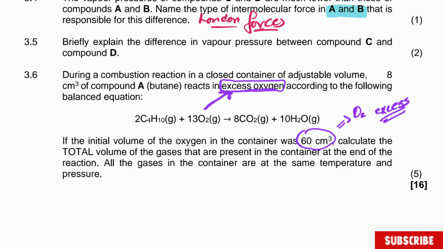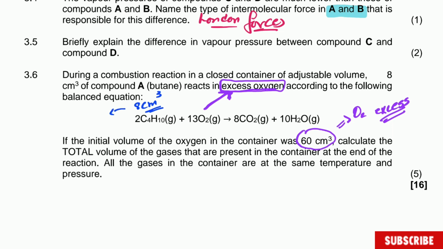Now here is some stoichiometry. Very good. Guys, we started with 8 cubic centimeters of butane. Alright, so now you need to know that 8 cubic centimeters will react with oxygen, but all the 8 cubic centimeters is going to end up being used because it is the limiting reagent.